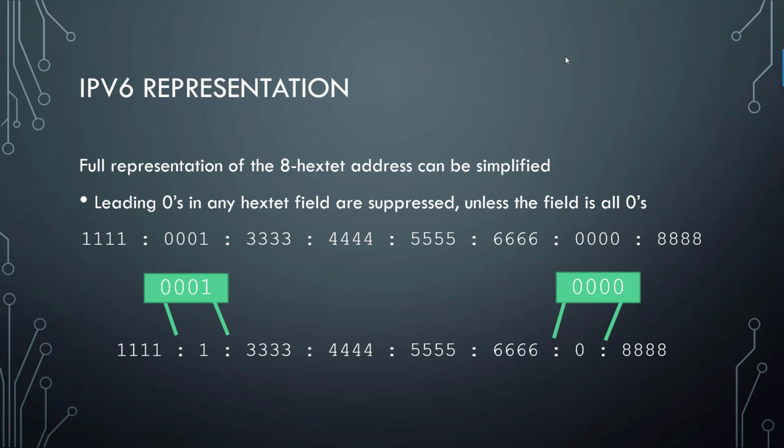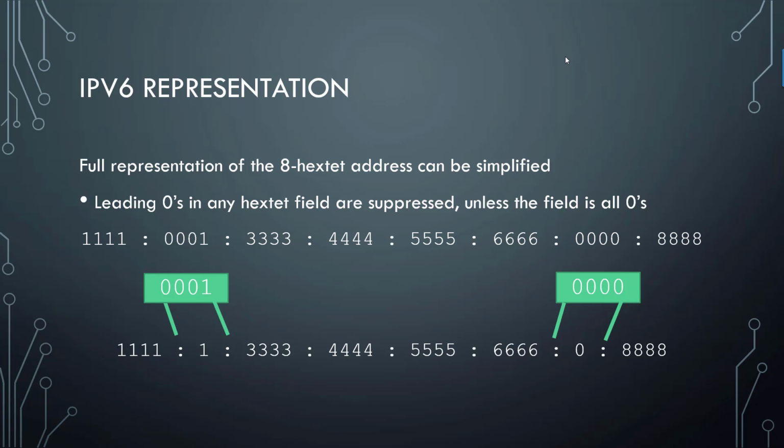Full representation of the 8 hextet address can be simplified. It is very commonly simplified. And there's a couple of rules that you can use. All leading zeros in any hextet field are suppressed unless the field is all zeros.